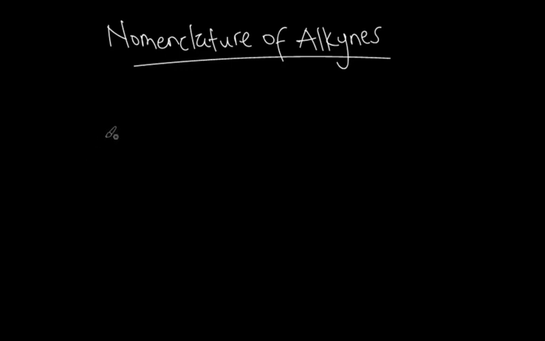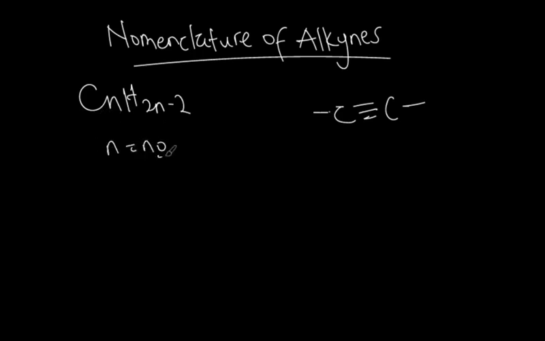So before we start, what are alkynes? Alkynes are unsaturated hydrocarbons, and they have the general molecular formula CnH2n minus 2. They have the functional group of what? Carbon triple bonded to a carbon. So this is their functional group, and this is their general formula, where n is the number of carbons in the molecule.